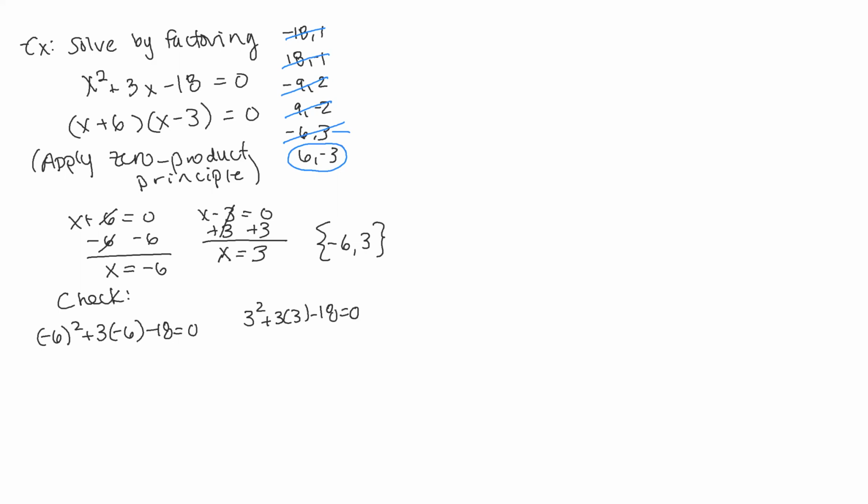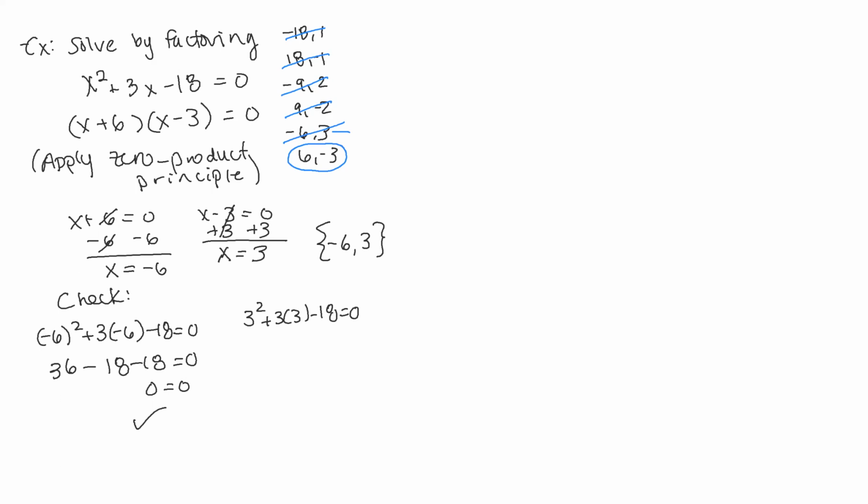So for the first one, where we plug in negative 6: negative 6 squared is 36. 3 times negative 6 is negative 18. Drop down your negative 18. We want to see if this equals 0. Well, 36 minus 18 is 18. 18 minus 18 is 0. 0 equals 0. So negative 6 is definitely good.